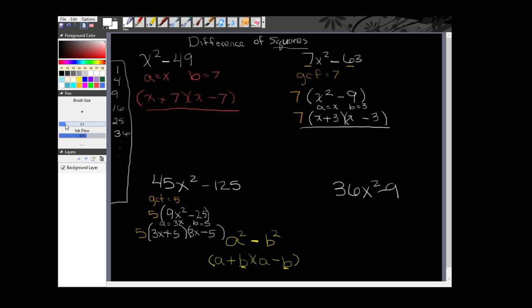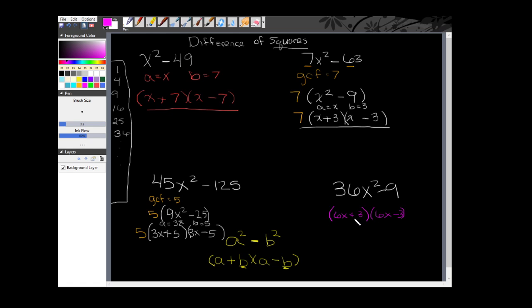Now, sometimes, depending on what values are being squared, you might encounter a problem like you see here with the 4th. Now 36 and 9, those are both on my perfect squares list, so I can factor this. The square root of 36x squared is 6x, and the square root of 9 is 3. So I can factor this into 6x minus 3 and 6x plus 3.